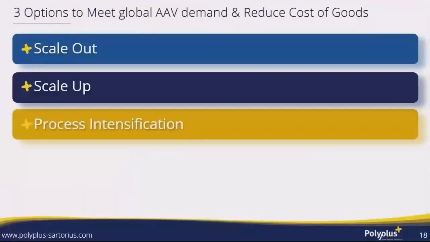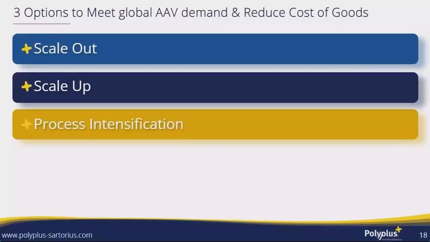So I'd like first to take a step back. You mentioned scale out versus scale up. I wanted to present actually the vision that we believe are the different approaches people can take to meet the global demand in AAV, and to reduce the cost of goods, to also make this therapy available to more and more patients in the future. So we think there are three solutions.